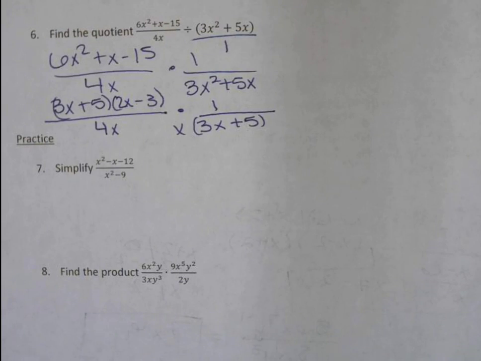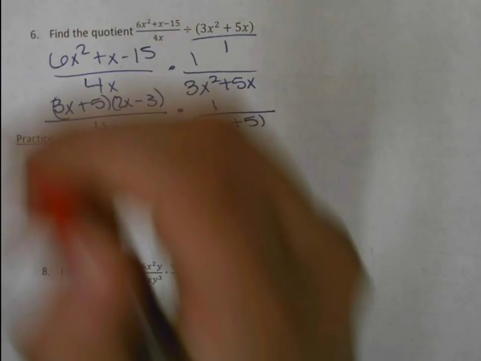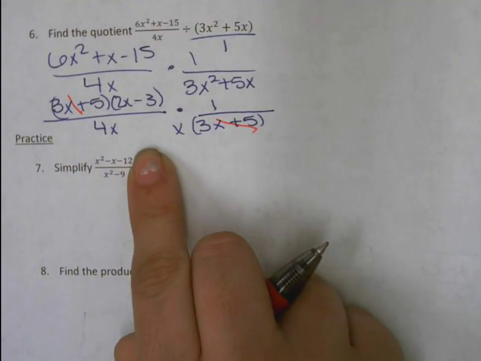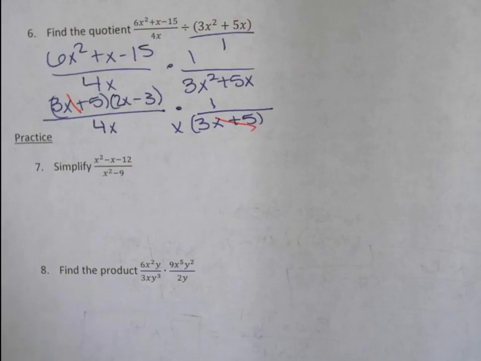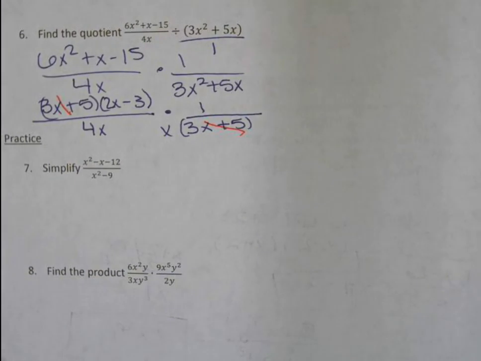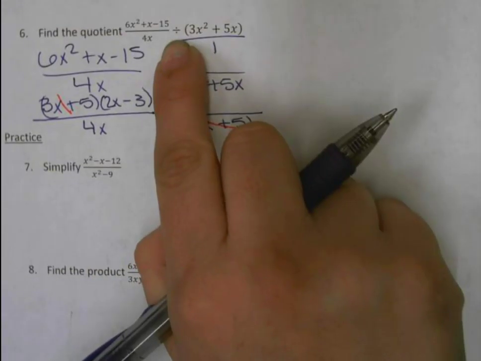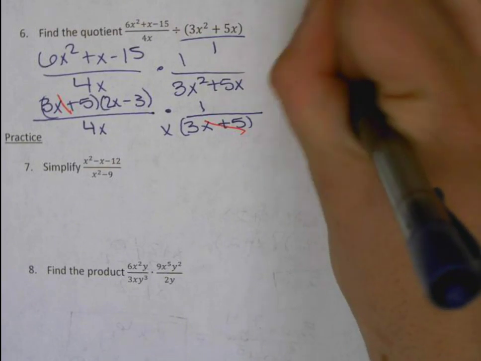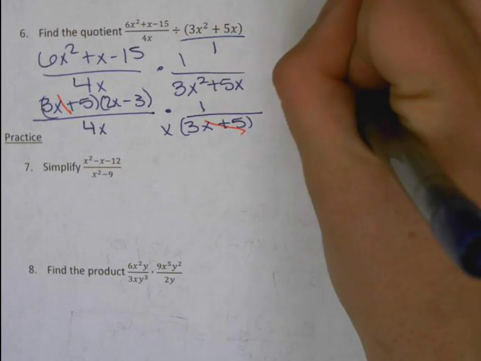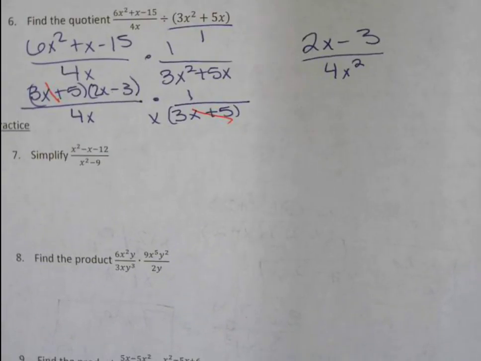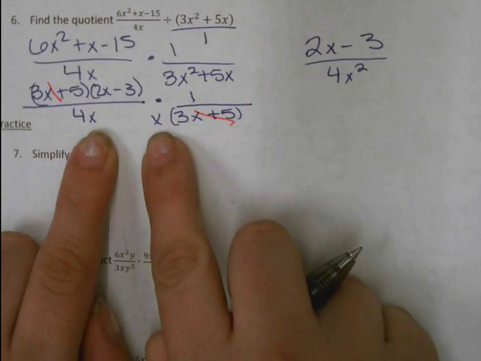Okay, so what cancels out on this one? Only the 3x plus 5. Because my x's are both on the bottom, so I can't do anything with those 2 x's. So then when I go to rewrite this one, because division, you always flip. So then I have 2x minus 3 on the top, and then 4x squared on the bottom. I have 2 x's on the bottom.